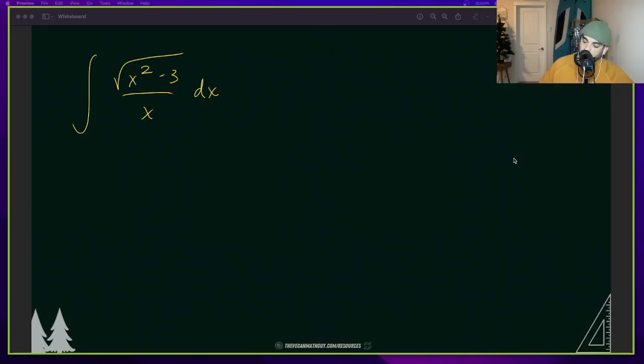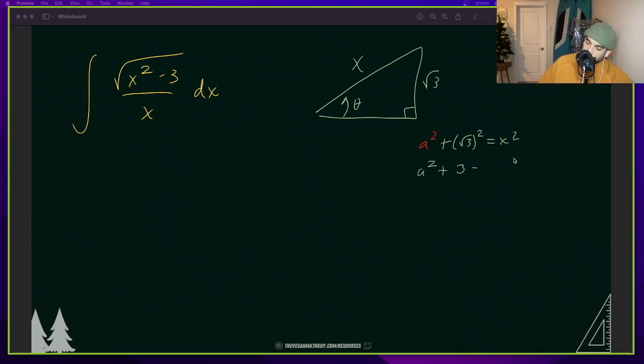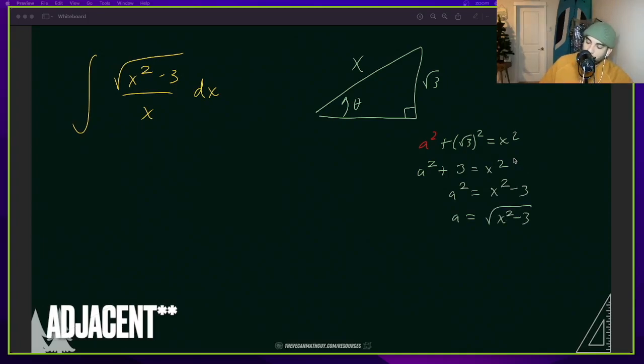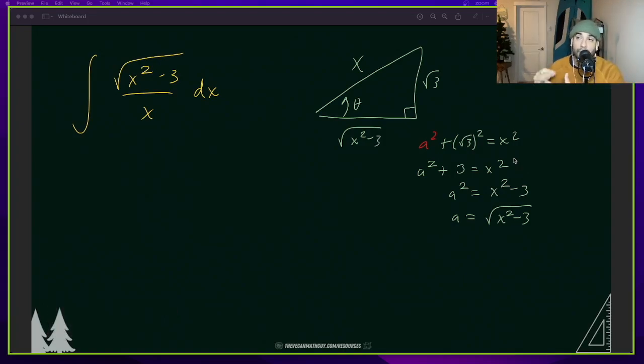Let's go ahead and use some trig sub. So we're going to draw out our triangle. We have x as our hypotenuse, root 3 as our opposite. And there you'll see that the opposite is that root x squared minus 3. And now we need to figure out some values in terms of theta to write that as our new integral.